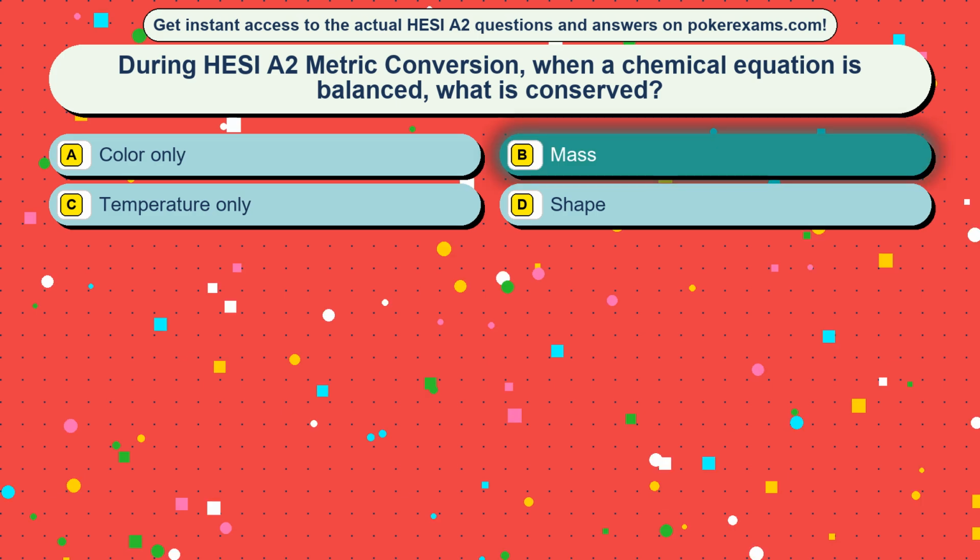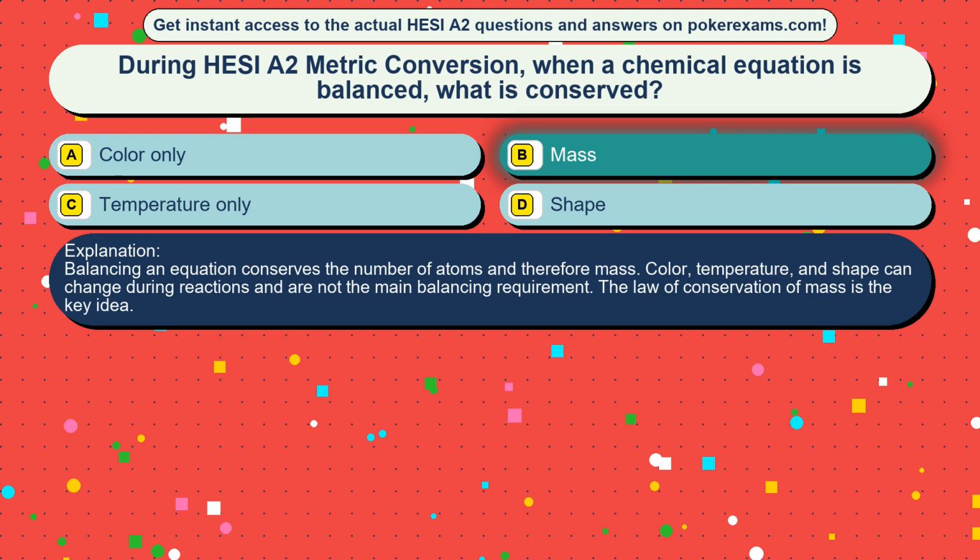The correct answer is option B, mass. Balancing an equation conserves the number of atoms and therefore mass. Color, temperature, and shape can change during reactions and are not the main balancing requirement. The law of conservation of mass is the key idea.